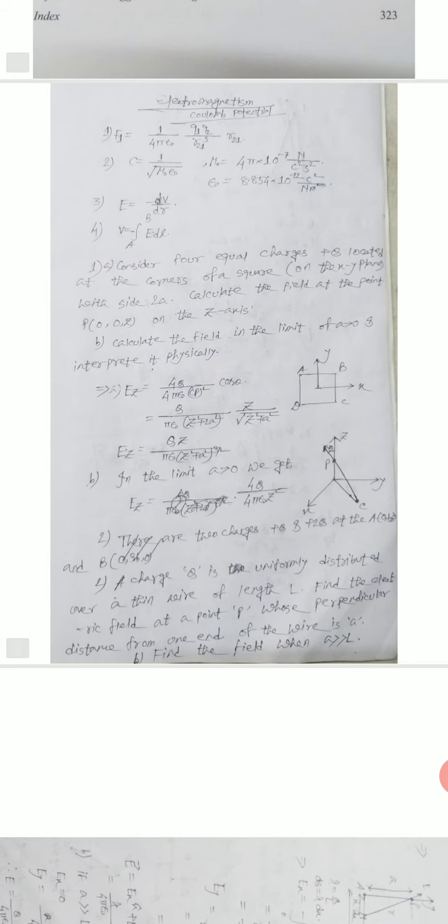And another thing: the side of the square is a, so your perpendicular is a, and from that information we can find out the hypotenuse, that is root over perpendicular square plus base square, so root over z square plus a square. So using all these values, we can find out Ez equal to Qz by pi epsilon naught, z square plus a square whole power 3 by 2.